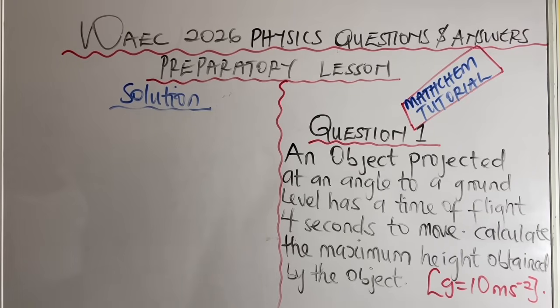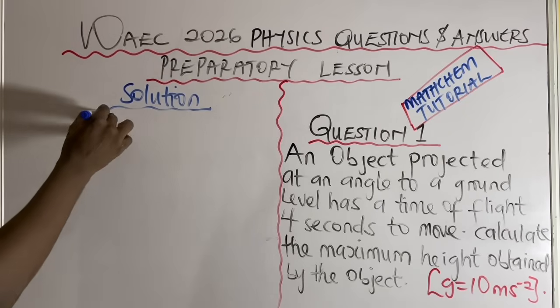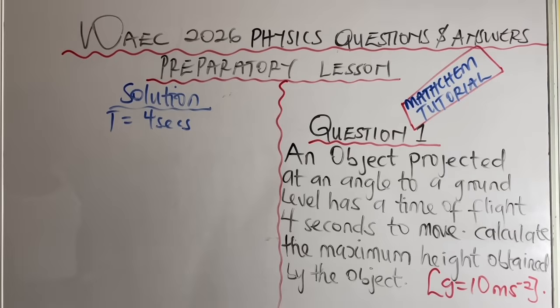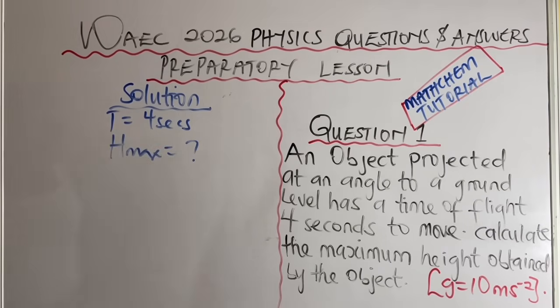So they said an object is projected at an angle to the ground level. You already have the question there. What do you need to do? What are the parameters we are given? We are given the time of flight to be 4 seconds, and you're asked to look for the maximum height, that is Hmax. So that's what you're asked to look for.